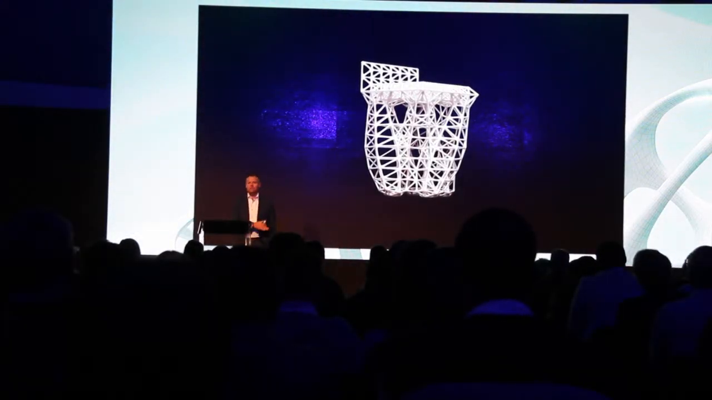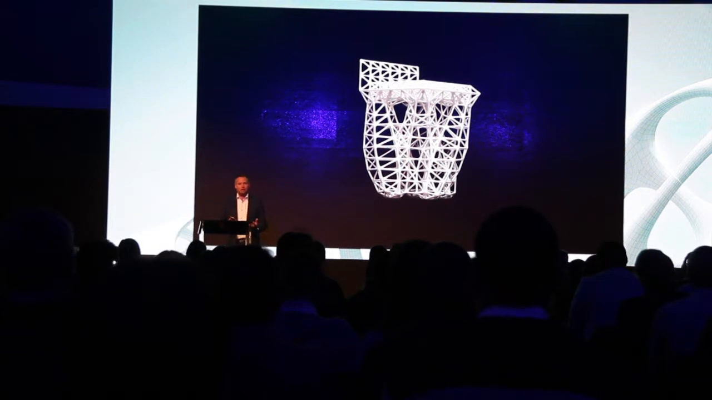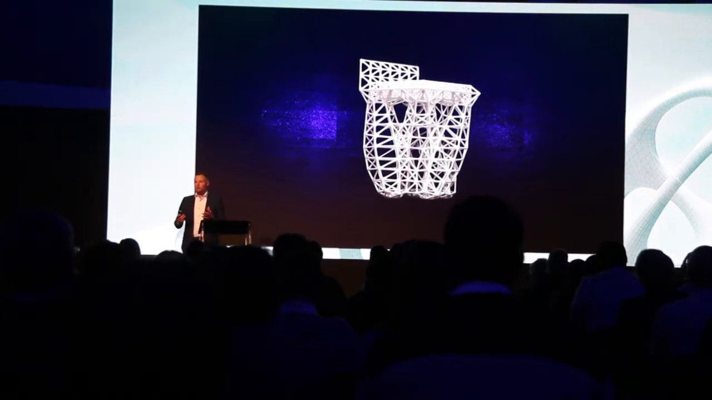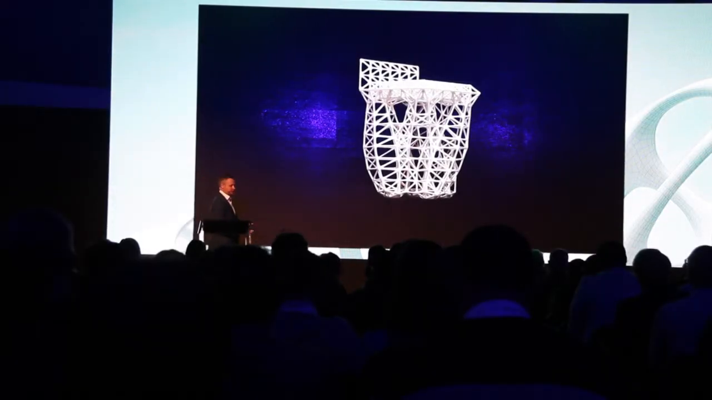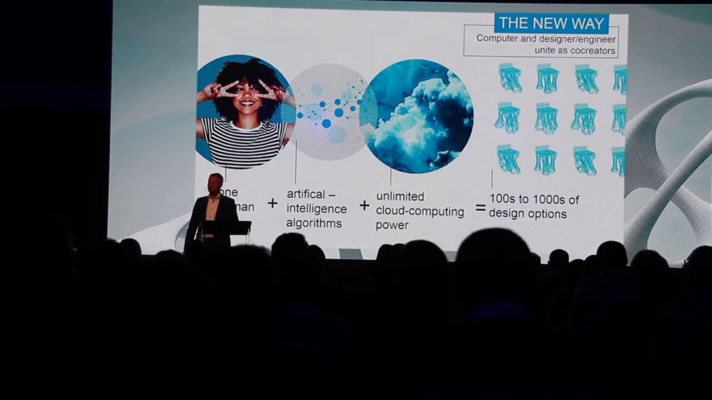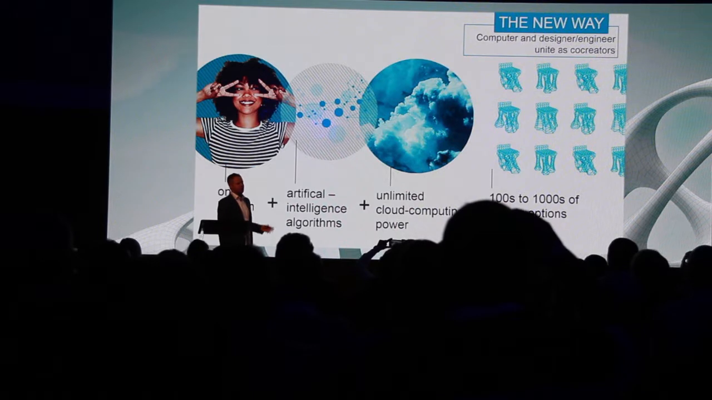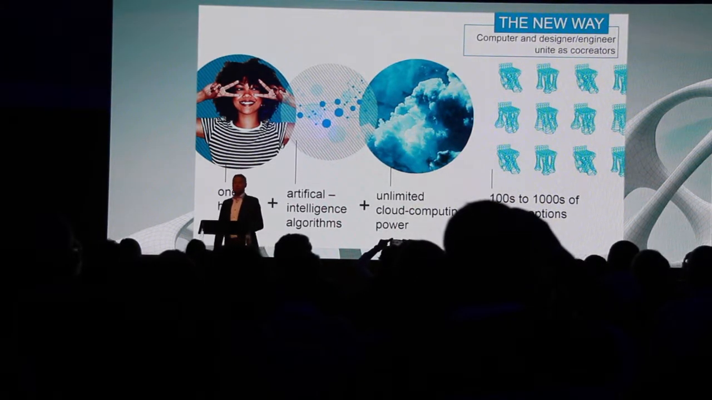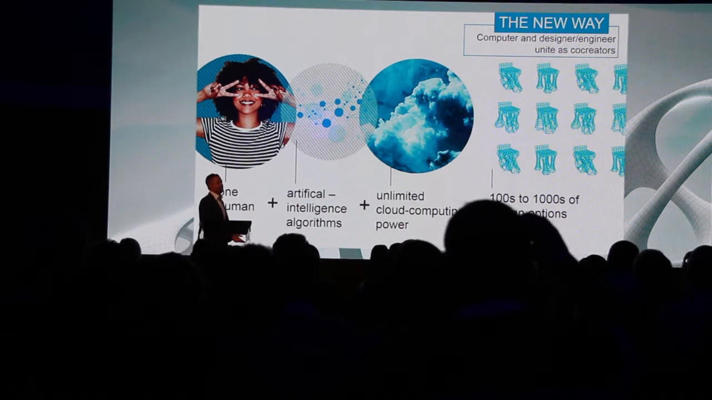We can discuss the aesthetics of this chair, and maybe it's not really comfortable to sit on. But imagine that you use this technology to create the backbone of a building and then wrap it up with nice facading, so that you have a really high performance design, which is still an aesthetic design. So this is the new way of designing things, the new way of making things. We still have that one human, but we are using artificial intelligence algorithms together with unlimited cloud computing technology. And that's where you get those hundreds, those thousands of design options.